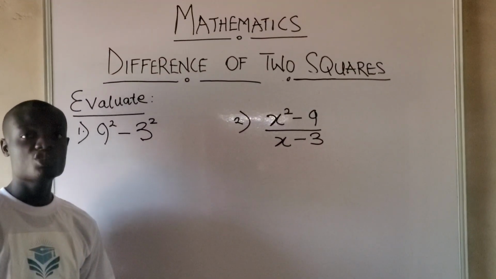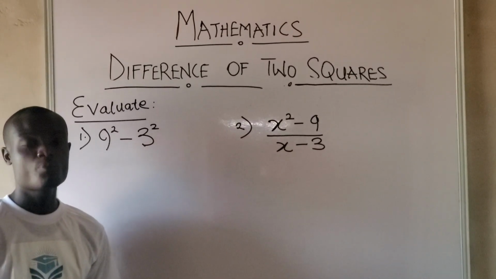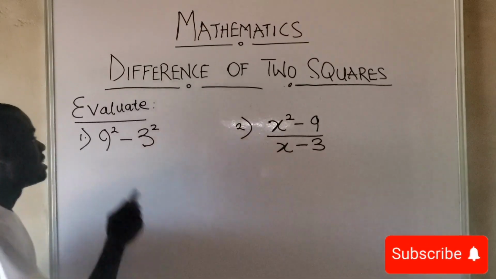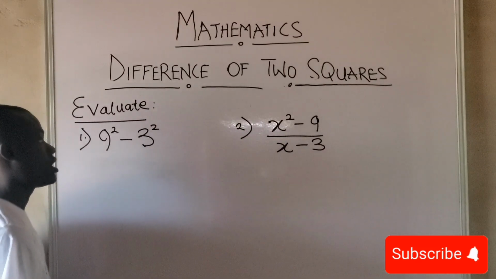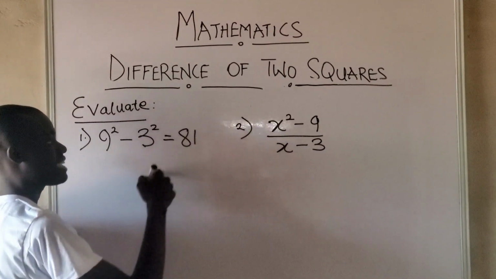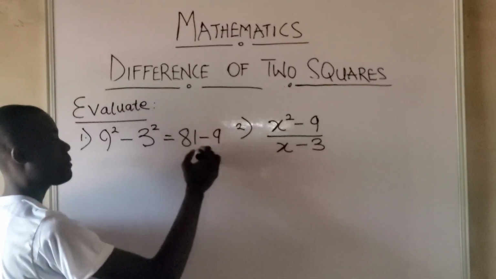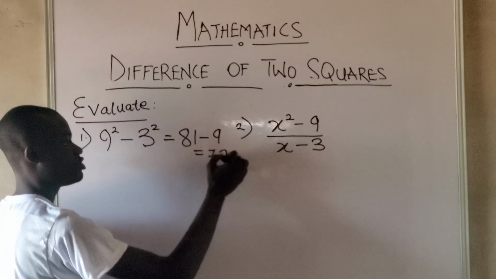So we have some questions to evaluate using the knowledge of the difference of two squares. Already we know that 9 squared minus 3 squared: 9 squared is equal to 81, that's 9 times 9, and 3 squared is 9, and 81 minus 9 will give us 72.